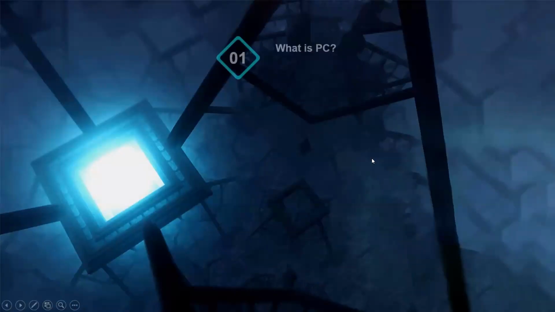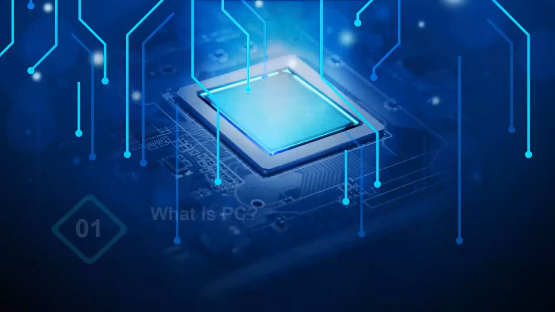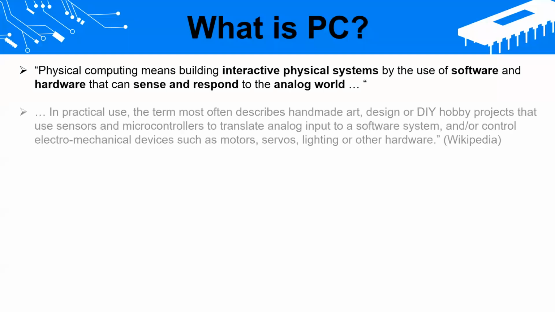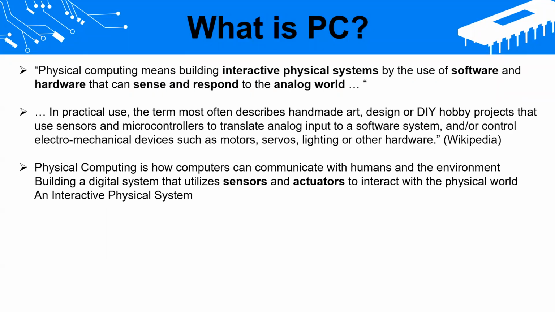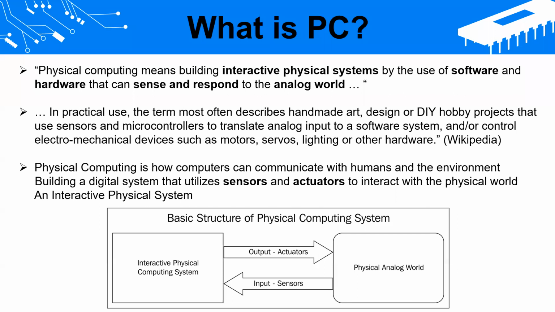We discussed physical computing and what is meant by physical computing. It should be an interactive physical system. It basically senses the analog world, that means our environment, such as humidity, temperature, and those aspects.